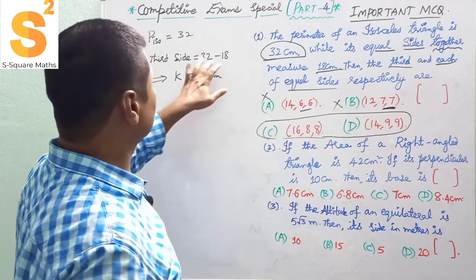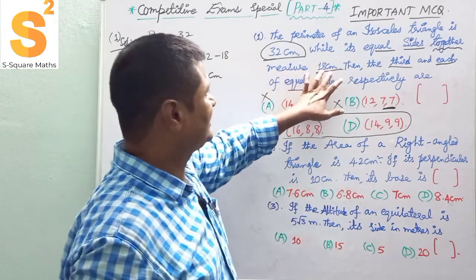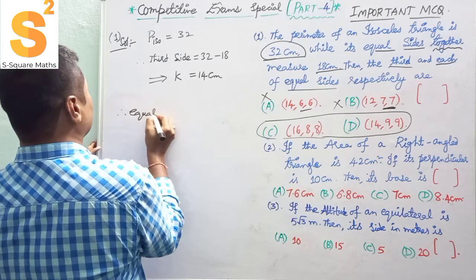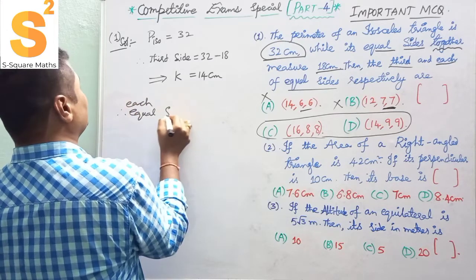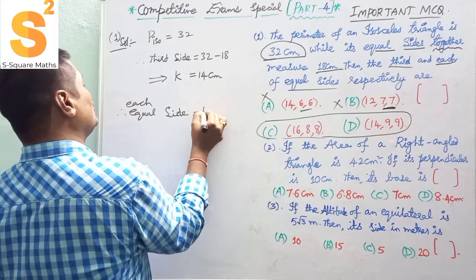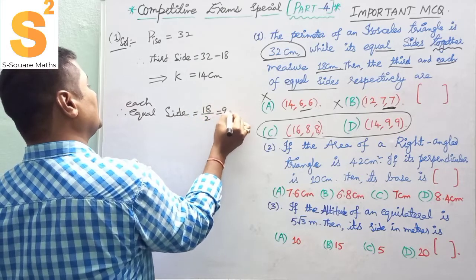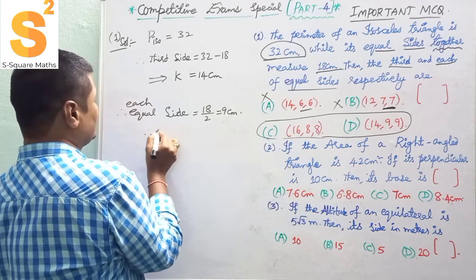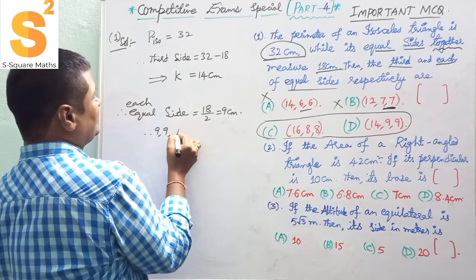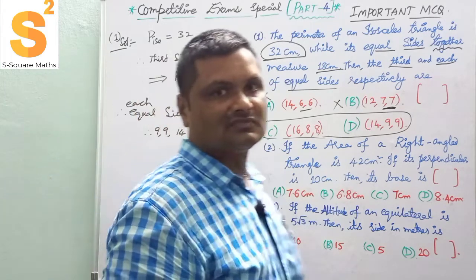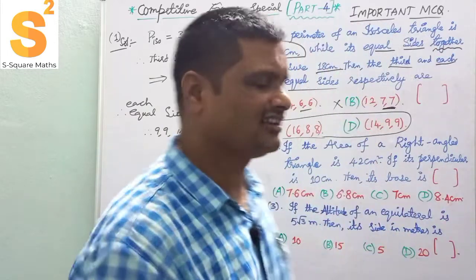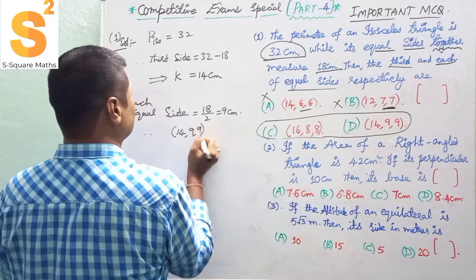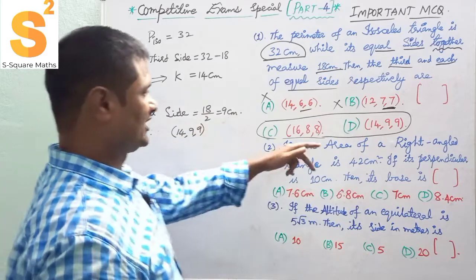Okay. So now the length of the two equal sides is given as 18 centimeters. Therefore each equal side, I can go for 18 by 2, which is 9 centimeters. So I can say that the sides are 9, 9, and here it is 14. Or 14, 9, 9 in our order. 14, 9, 9. So which is suited? It is the D option.